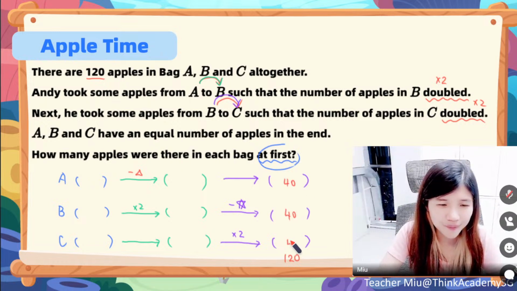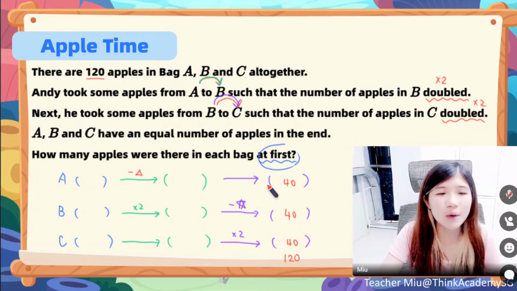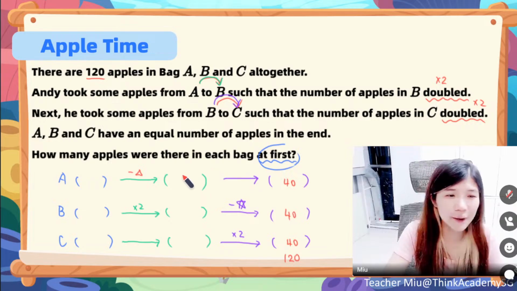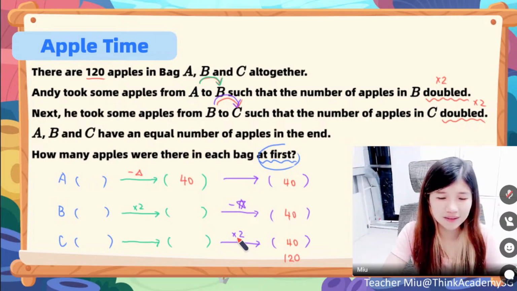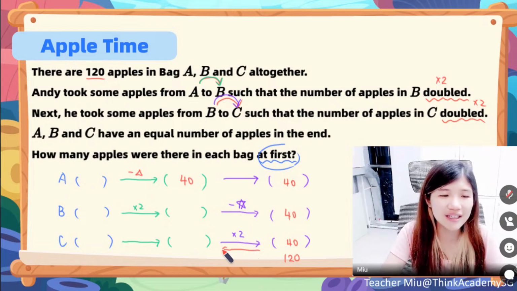Perfect. Now let's just go backwards. A, B, C, which is the easiest to go backwards? Definitely A, because nothing happened to A. So we go backwards, 40. Then B and C, who is the next to go backwards? Definitely C, divided by 2 to go to 20.